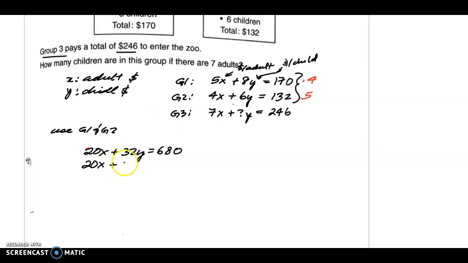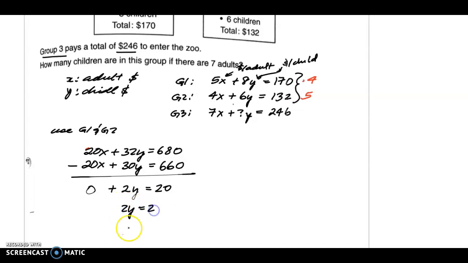Just the numbers change. So 5 times 6 is 30y. This is going to give you 660, right? So all I'm going to do now is subtract these. Vertically, this is 0 plus 32y minus 30y. Well, I'm left with 2y. And then, of course, that's just 680 minus 660. Well, that's just 20.